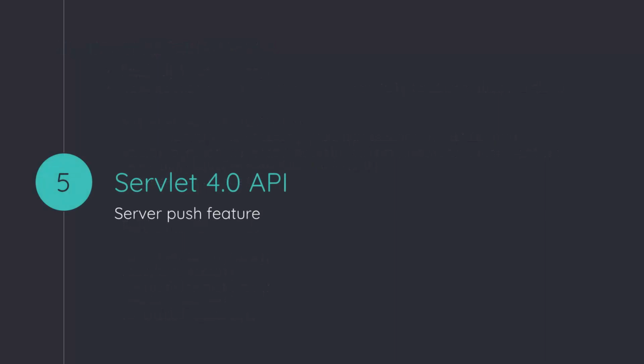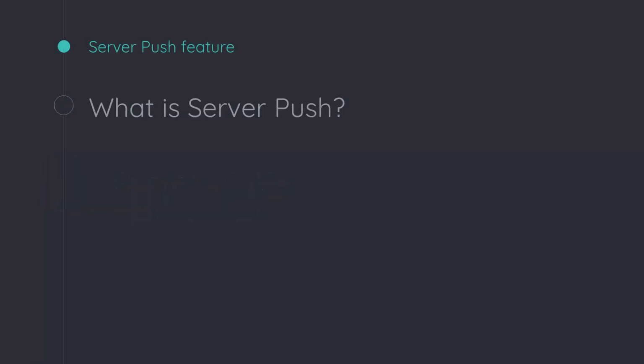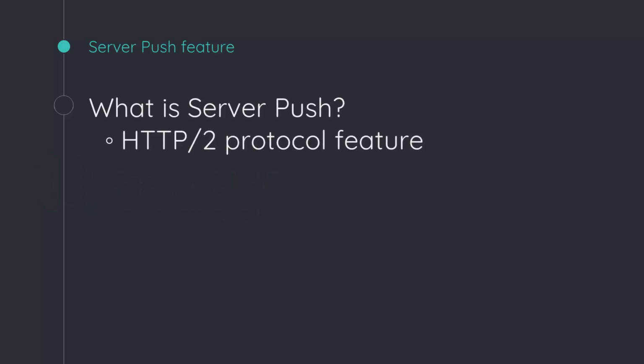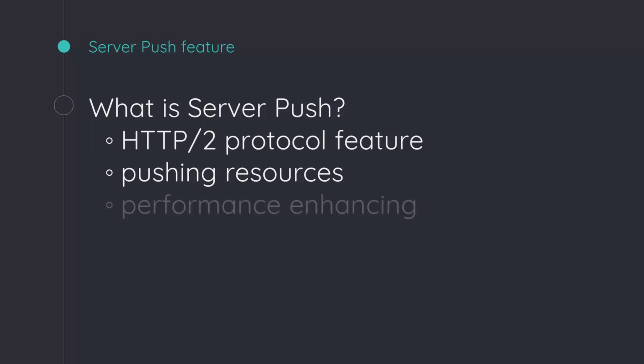And finally, but not least, the server push feature in Servlet 4.0, which aligns the servlet specification with HTTP 2. To understand this feature, you first need to know what server push is. Well, server push is one of the many new features in the HTTP 2 protocol, and is designed to anticipate client-side resource requirements by pushing those resources into the browser's cache. So when the client sends a request for a web page and receives a response back from the server, the resources it needs are already in the browser's cache. This is a performance-enhancing feature that improves the speed that web pages load.